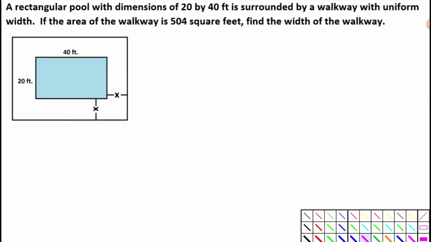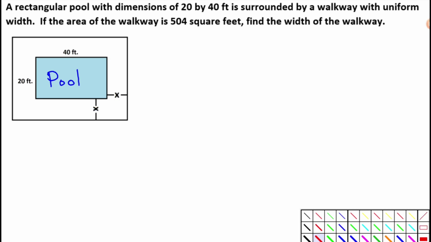Alright, let's solve these problems. I love these problems. A rectangle pool with dimensions 20 by 40 feet is surrounded by a walkway with a uniform width. Well, we know we have a pool right here, so let me just write this in. So we have a pool here. Here's the pool. Alright, and then the rest of it's going to be the walkway.